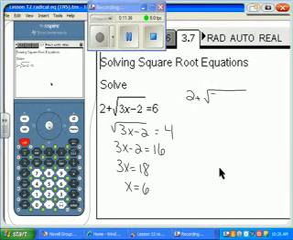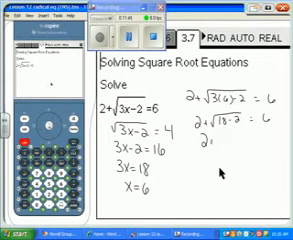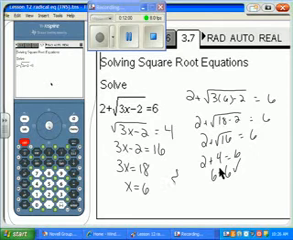Okay. 2 plus the square root of 3 times 6 minus 2 equals 6. 2 plus the square root of 18 minus 2 equals 6. 2 plus the square root of 16 equals 6. 2 plus 4 equals 6. 6 equals 6. Let's check. How am I going to write my solution? Yeah, curly brackets. It's kind of hard to do up here.